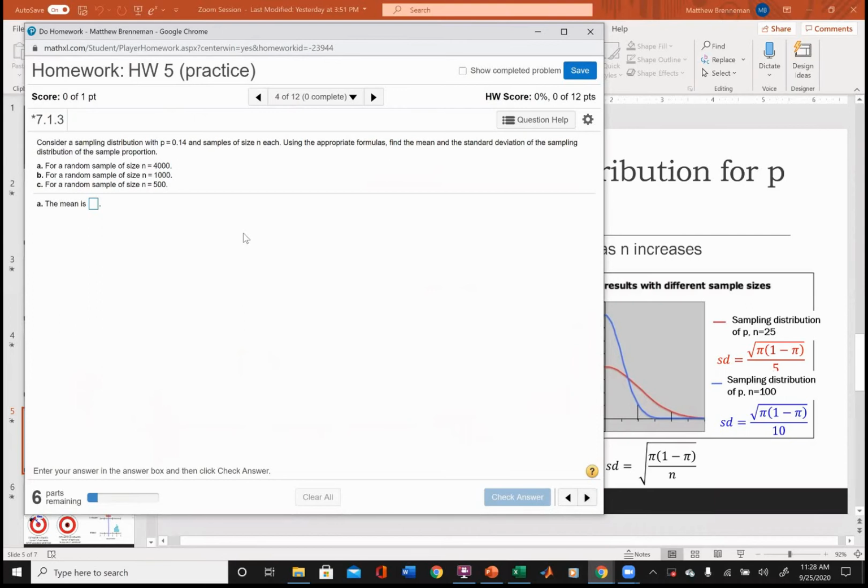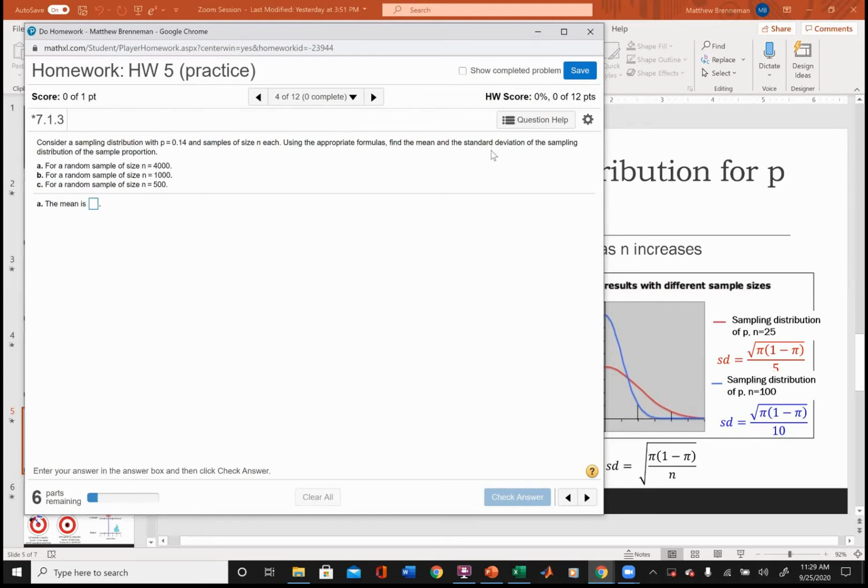And so this first problem is giving you the population percentage. So it's saying, consider a sampling distribution. It's just a distribution of sample estimates. That's all that is, okay? Where P is equal to 14%. And by P, they actually mean pi here. They're using slightly different notation with different sample sizes. And so the sampling distribution is going to be normal, and we want to compute its mean and standard deviation.